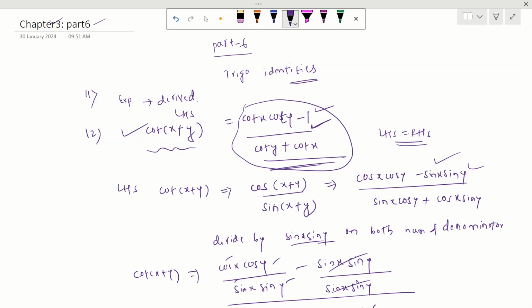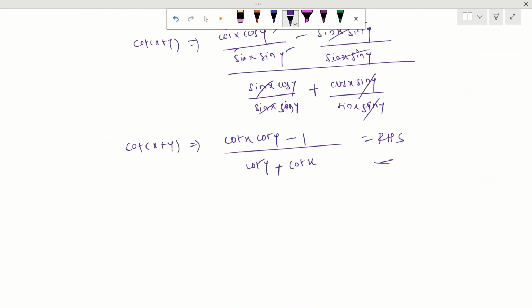We have the same equation here. Okay, cot x, cot y, cot x. Okay, this is proved. Hence, you write just as hence it is proved.